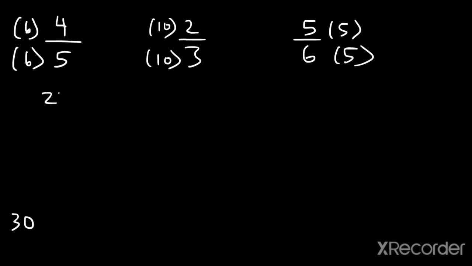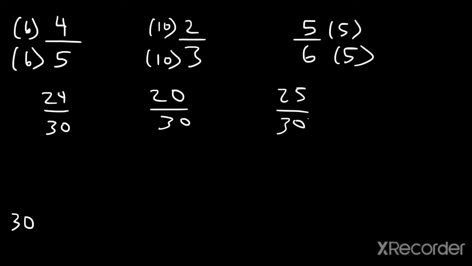6 times 4 is 24. 10 times 2 is 20. And 5 times 5 is 25. So if we were to rank it in ascending order, 20 over 30 is the smallest one. Next, we have 24 over 30, and then 25 over 30.